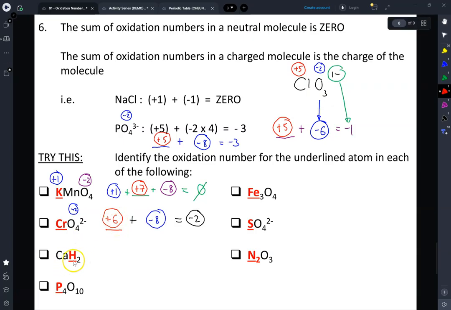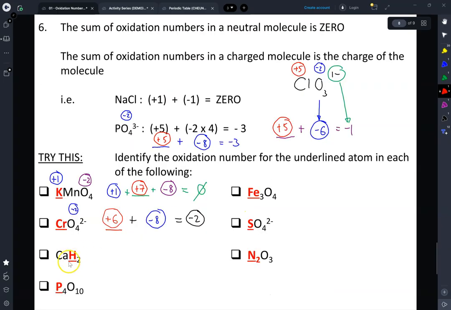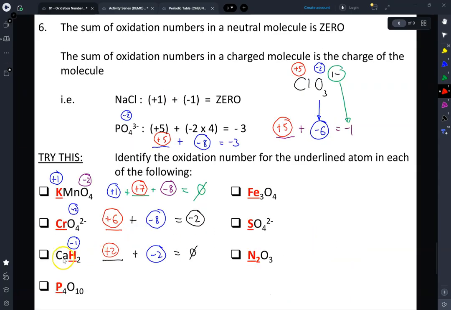In our next example, we're going to look for the oxidation number for hydrogen. According to rule number 4, the ON value for hydrogen is always +1. But if the hydrogen is bonded to a metal or a cation, it's going to be a -1. In this example, the hydrogen is bonded to a metal cation, so its ON value is -1. Since there is no overall charge for this compound, the ON values must add up to 0, which means calcium must be a +2 oxidation number. This matches up with rule number 5, where they say alkaline earth metals, or group 2 elements, have an ON value of +2, which matches up over here because calcium is an alkaline earth metal.